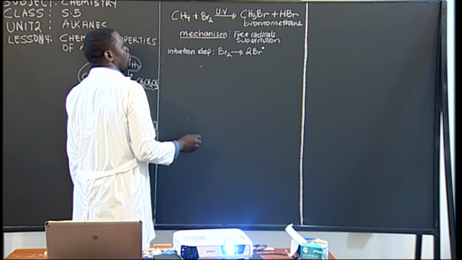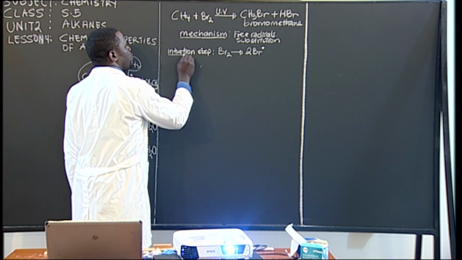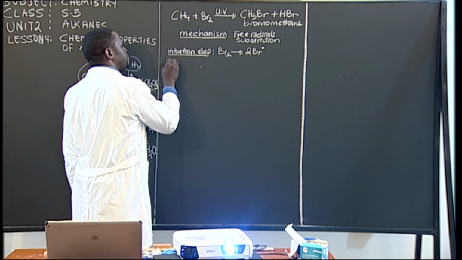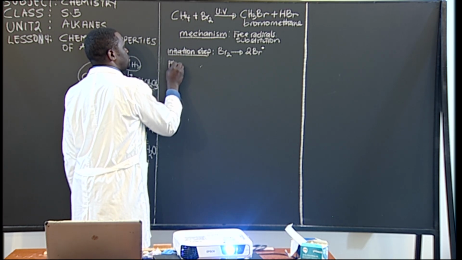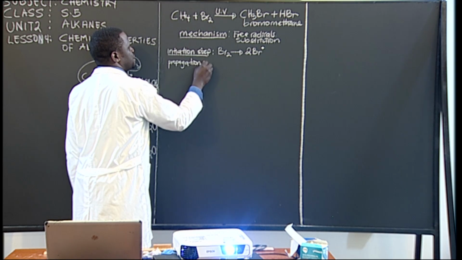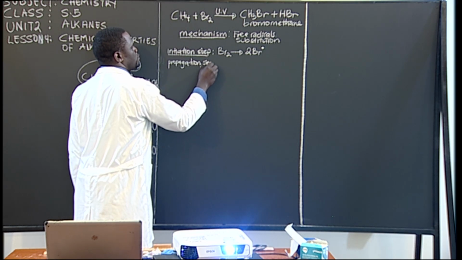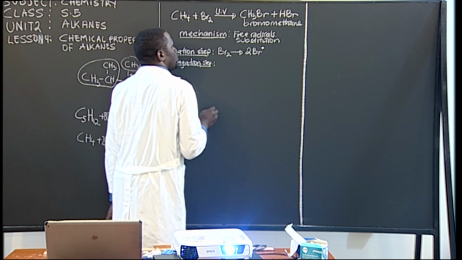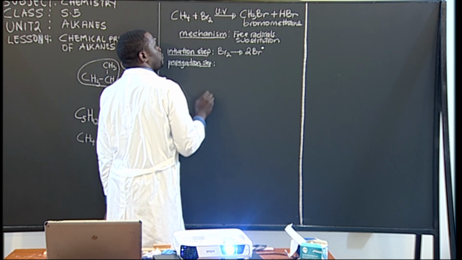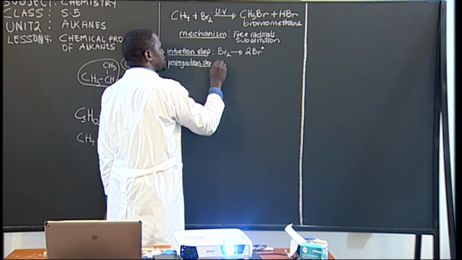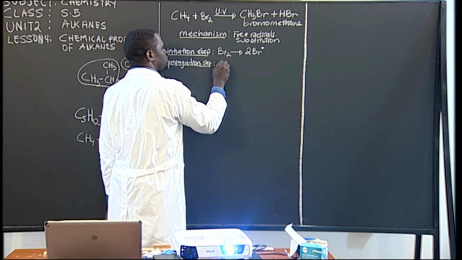Then, for example, here, if we have chlorine, we shall have something different. Then let's say our next step will be propagation. So the propagation step is our step number 2. In the propagation step, one of the radicals formed here will combine with a molecule. So in the propagation step, the radicals combine with the molecules which have not reacted.